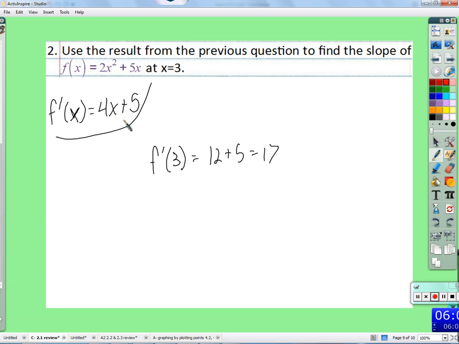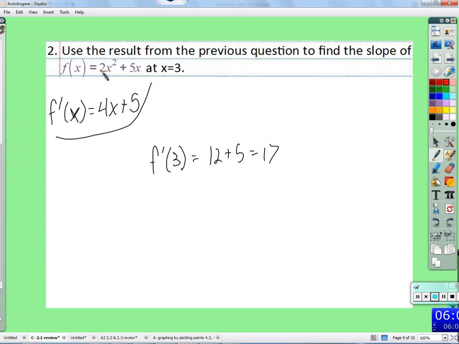Could you make that equal to zero and solve for x? Sure, just negative 5/4, right? So yes, there is a place where that has a zero slope. The value of that derivative is zero, and so this has a zero slope. Do you believe that this has a zero slope somewhere?